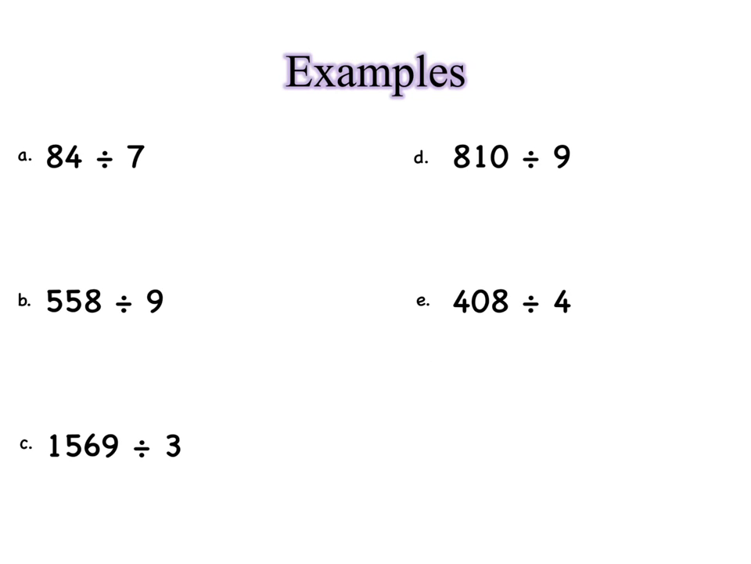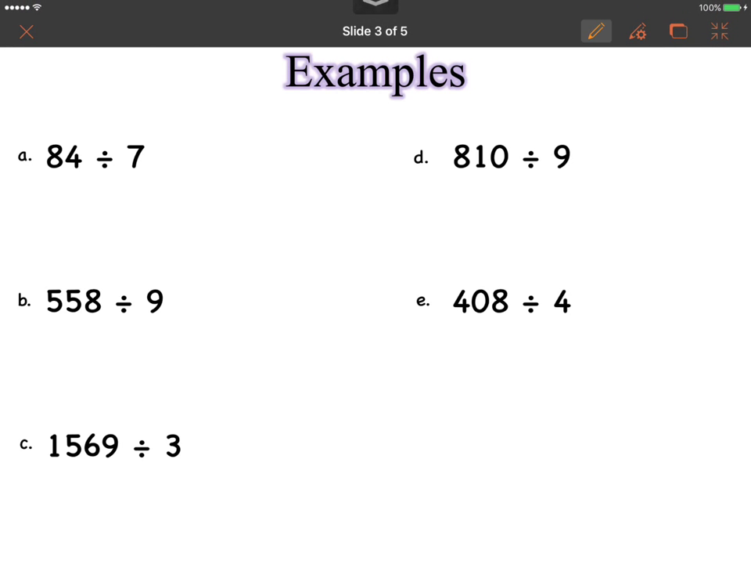I've got some examples here, and the first example says 84 divided by 7. So the first thing I need to do is to follow a method. I'm going to use the bus stop method. I'm going to put 7 on the outside, because we're dividing by 7. So how many 7s can go into 84? I'm going to put 84 on the inside because I want to know how many 7s can go into 84. All right.